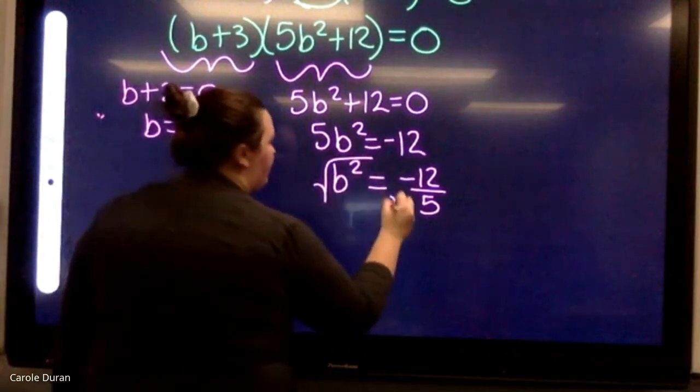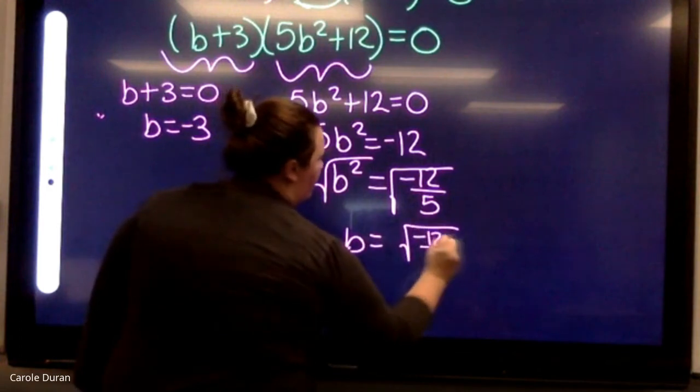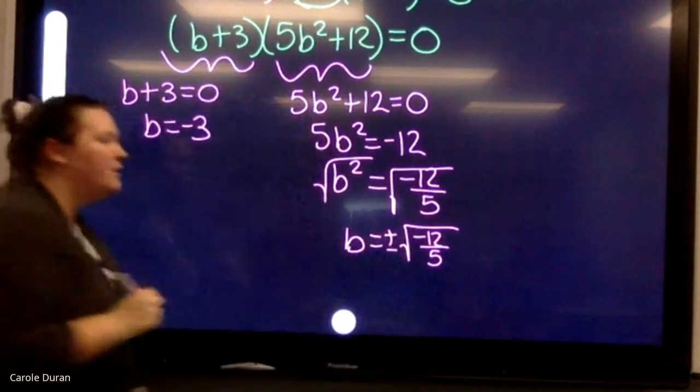I'm going to pause here and let everybody catch up before we continue. Can you do the decimal instead? No. We want exact values, not rounded.